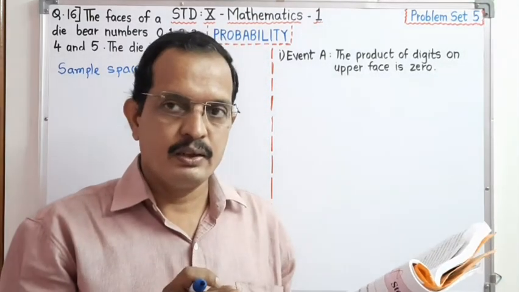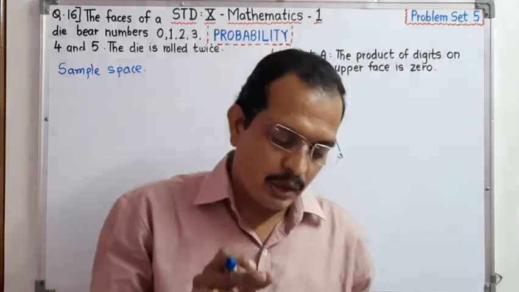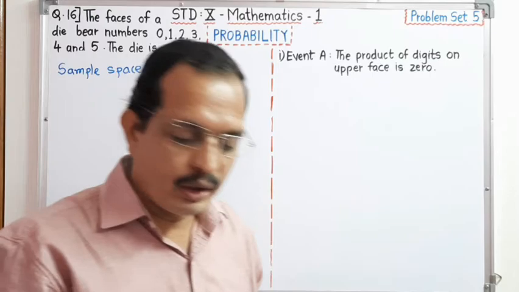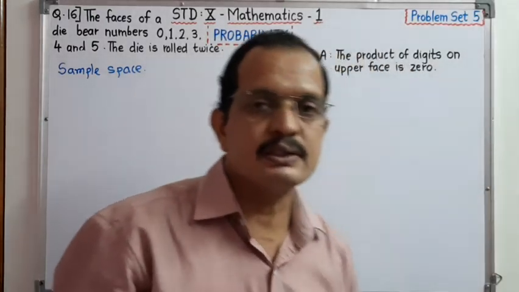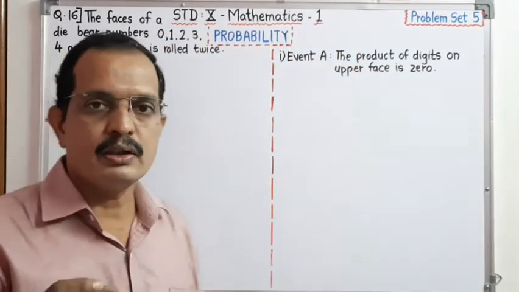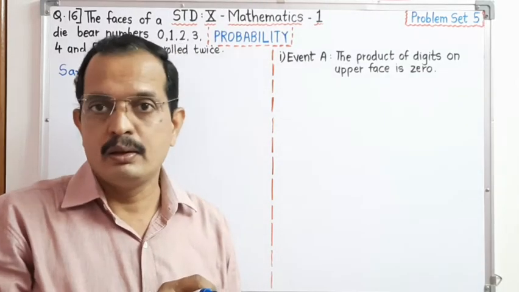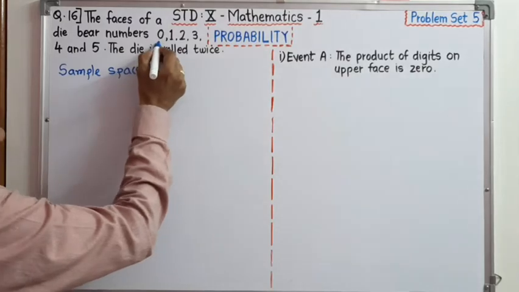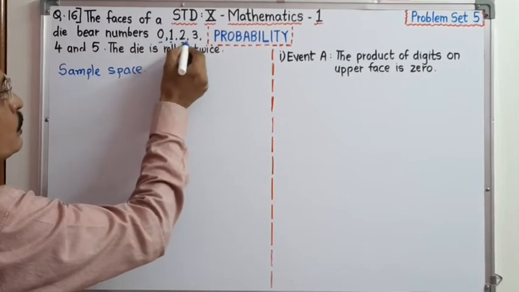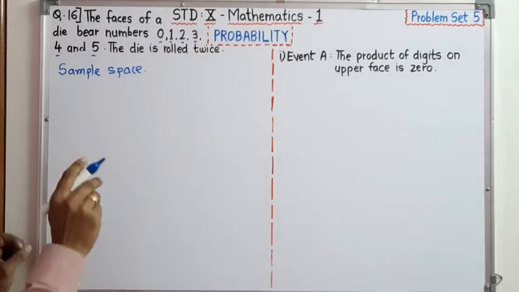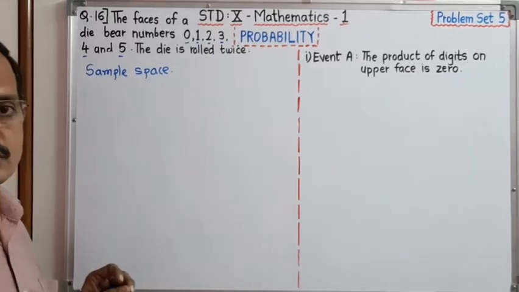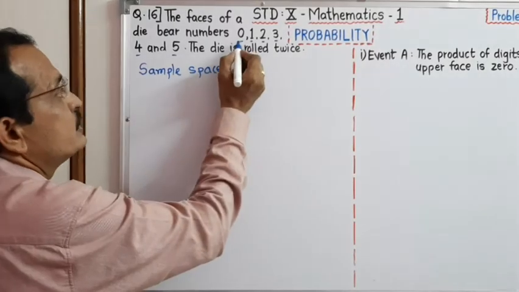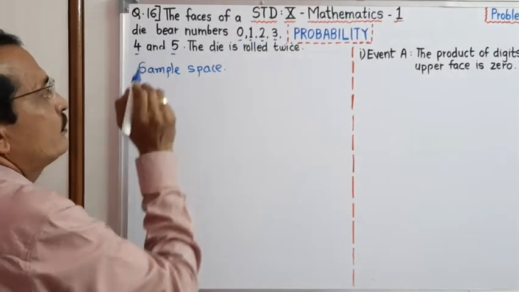Dear students, if we solve the sum of the die, on that die there are total 6 faces. On each face there is a number starting from 1. But here the condition is that the number on the upper face is either 0, 1, 2, 3, 4 and 5. It is not 1, 2, 3, 4, 5, 6. It is not like that. The difference is 0, 1, 2, 3, 4 and 5.